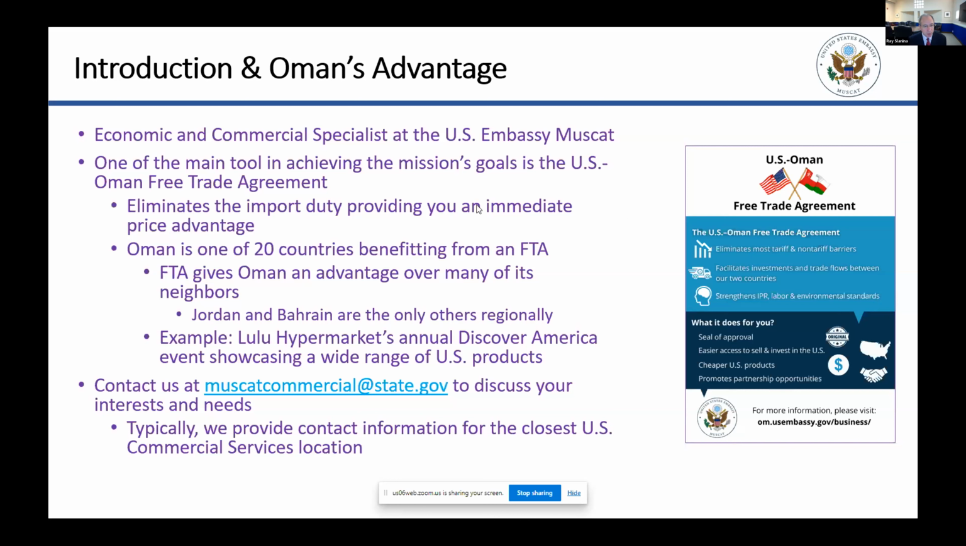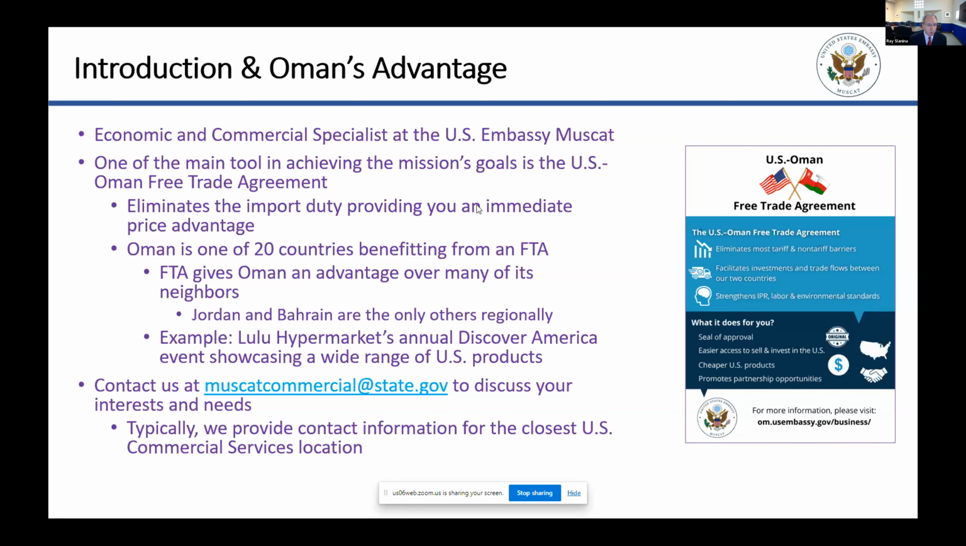Every year around October, Lulu Hypermarket has their Discover America. And October 9th is when they kick it off this year, and our embassy will support it. And they showcase hundreds of US products. And you can try new products, you can see what it is, they're on sale. But they do all that under the free trade agreement.